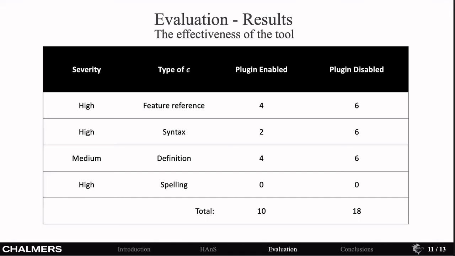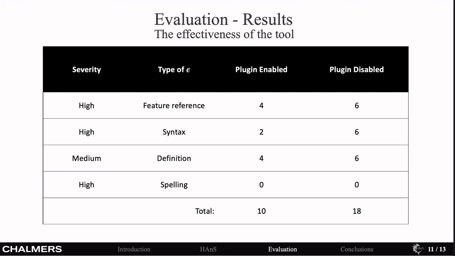We asked the participants to record their screens, as you might remember. And by doing this, we could then go back and look at the different kinds of mistakes. So we can see here that there are three different kinds of severity to these errors. The feature reference error, syntax error, and the spelling errors are of a high severity, because if you do this mistake, it would take you a long time to fix that error, and that would defeat the purpose of the plugin.